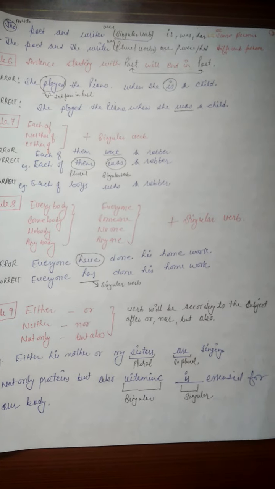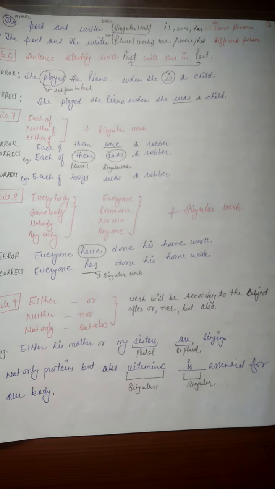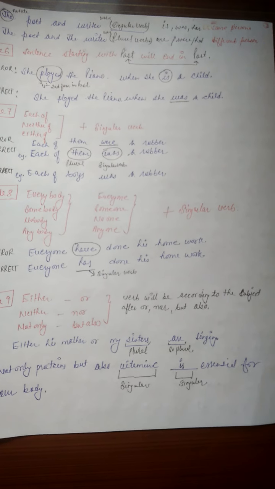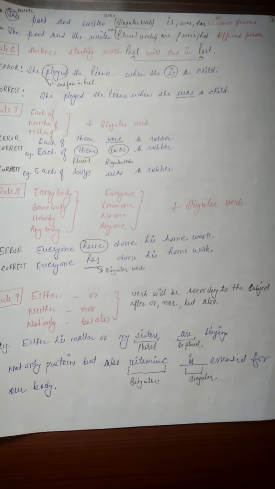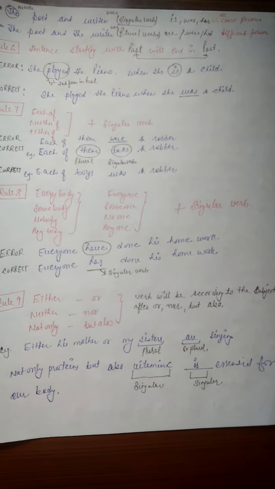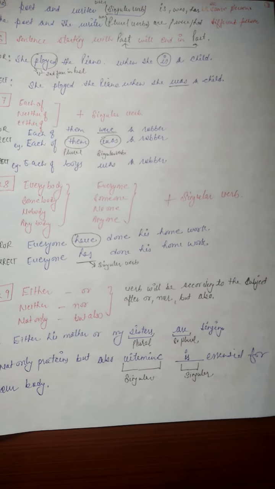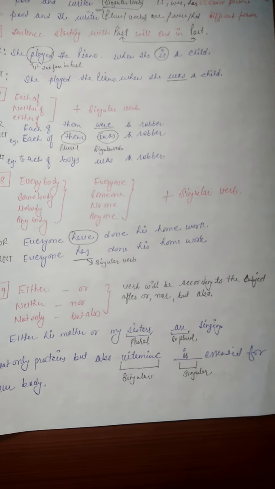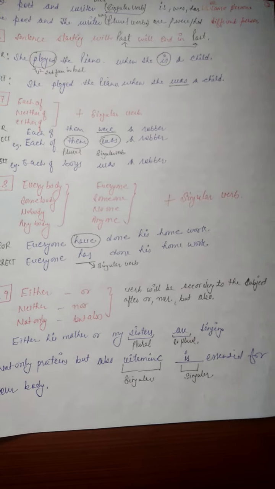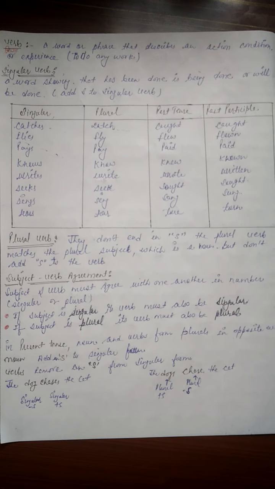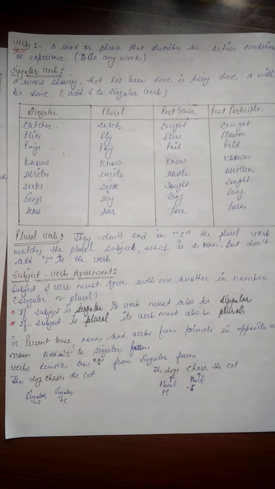So in second case, not only protein but also vitamin C is essential for our body. So vitamin C is singular. Why we are using is? We are not using are. Why? Because the rule says if the subject is in singular, then the verb use will also be in singular. So the question here arises, what is singular verb and what is plural verb?